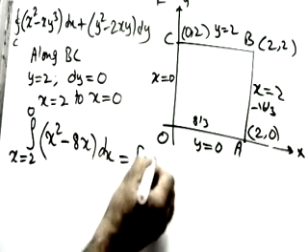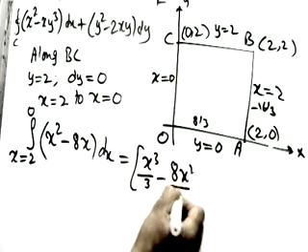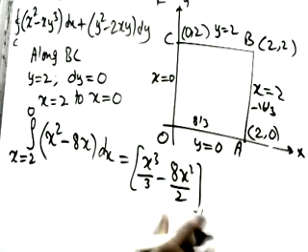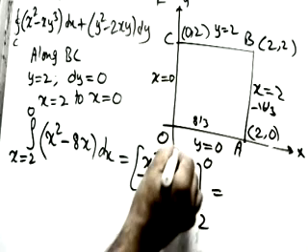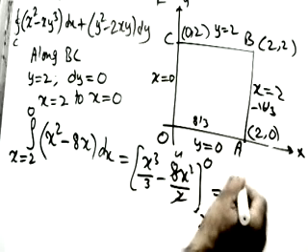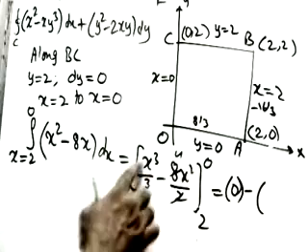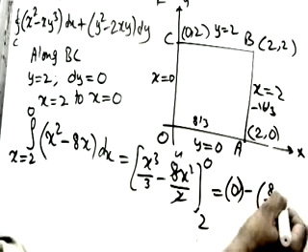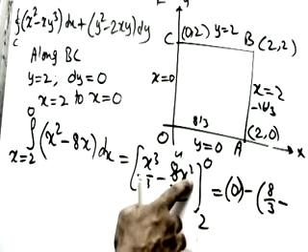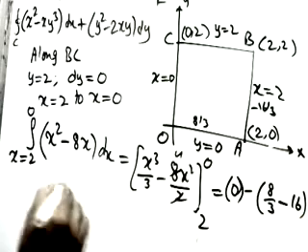So let me integrate this one. Integration of x square is x cube by 3. 8 into integration of x is x square by 2, from 2 to 0. 2 ones are 2, 2 fours. If you substitute the upper limit 0, this will become 0. Lower limit is 2. 2 cube is 8 by 3, minus 2 square is 4, 4 fours are 16.